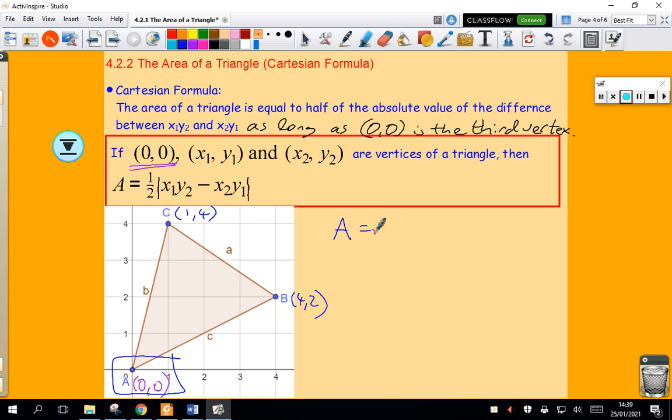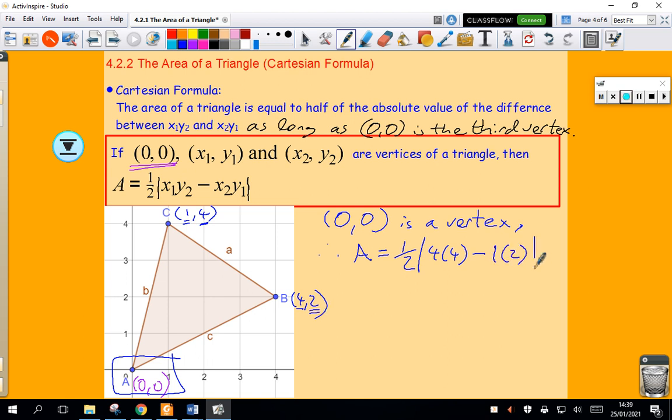So since 0, 0 is one of the vertices, let me write that out. It's probably a good habit to write out. I'm going to say 0, 0 is a vertex. That's part of the condition of this. And therefore, the area can be written as half of the absolute value of x1, y2. x1 is 4, y2 is 4. So 4 times 4. Minus x2, y1. x2 is 1, y1 is 2, so it's 1 times 2. And it's really that simple.